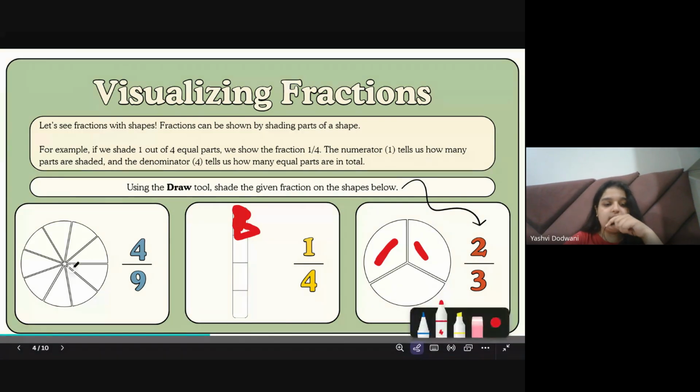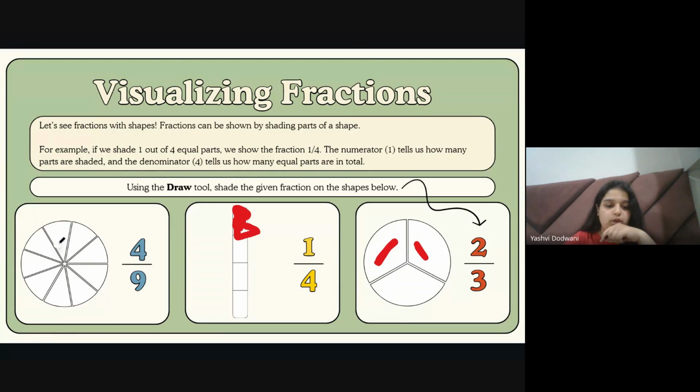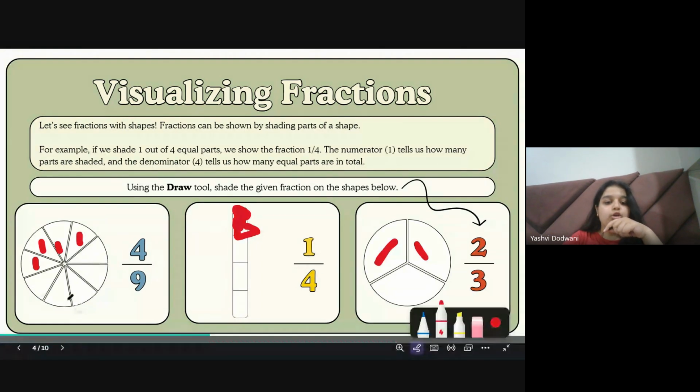Let's come to this example as well. This is also a circle which has 9 equal parts. If we shade 1, 2, 3, and let's say 4, so these four parts are shaded and the rest are not. The shaded part would be your numerator again, and the whole number of parts of the whole circle would be your denominator.